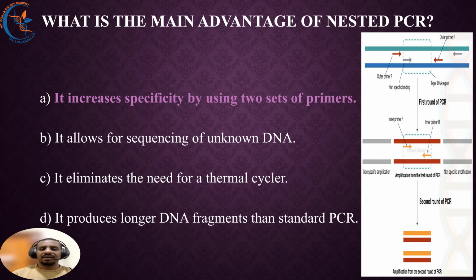Actually, nested PCR enhances specificity by using two sets of primers in consecutive amplification rounds. The first round amplifies a broader target region, while the second round, using an internal set of primers, focuses on more specific segments. This approach significantly reduces non-specific amplification and improves sensitivity, making it ideal for detecting low abundance targets in complex samples. Let's move on.